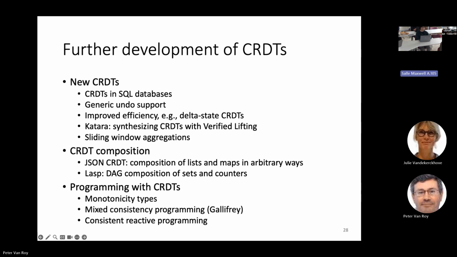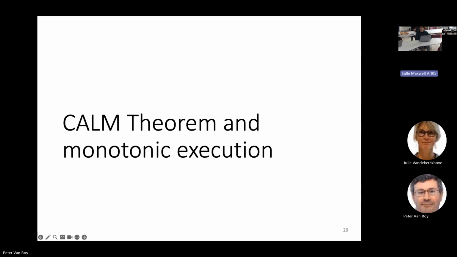Okay, so now I want to tell two things. One, I said we want to replace consensus. Consensus is brute force, okay? But it works pretty well, but it's brute force. So what are the limits of convergent consistency?